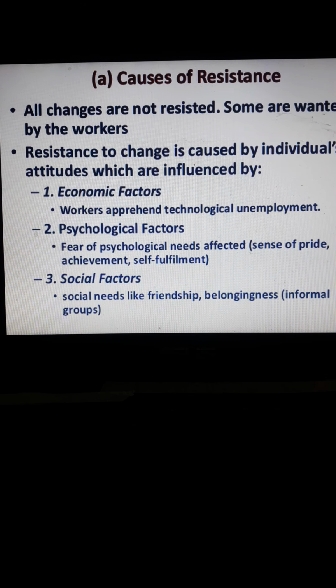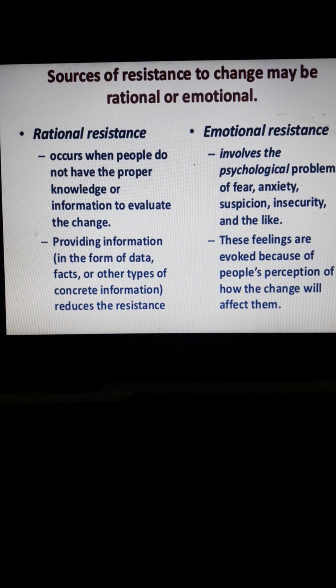Next, ano yung mga sources of resistance in the organization? So we have rational and emotional. So usually rational, as we have discussed in the previous slides, occurs when people do not have proper knowledge or information to evaluate changes. Kasi wala siyang proper evaluation, wala siyang proper information, so magkaroon ng rational resistance. Next, providing information in the form of data, facts, other types of concrete information reduces the resistance. So usually, ang gagawin mo, you have to provide information to all, from the lower position or low profile na mga empleyado, bigyan mo lahat yan.